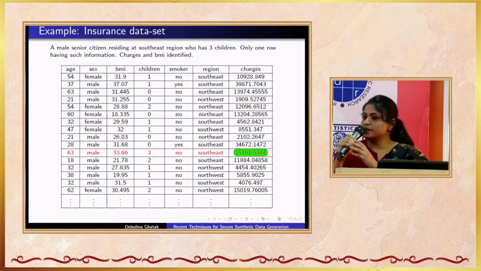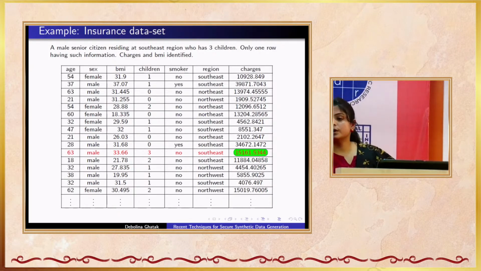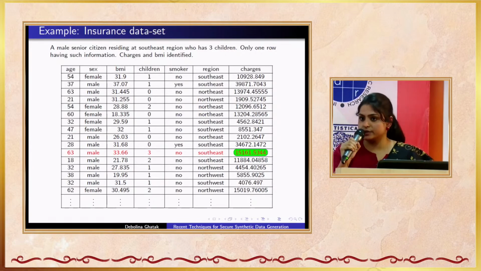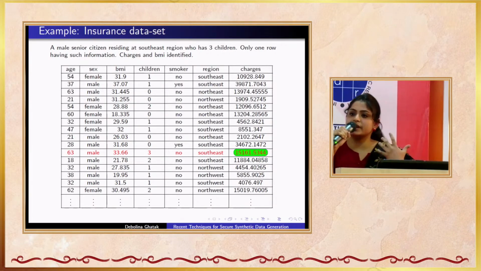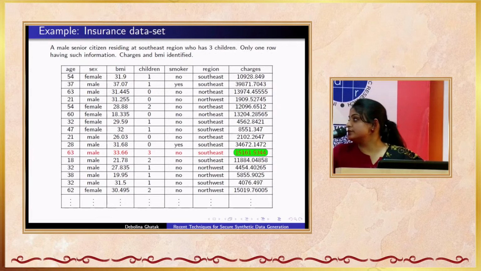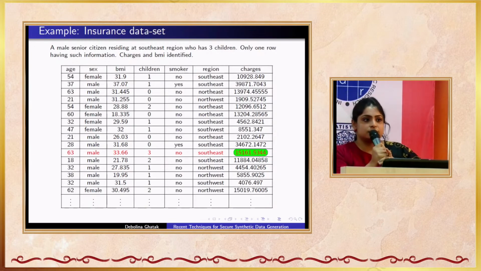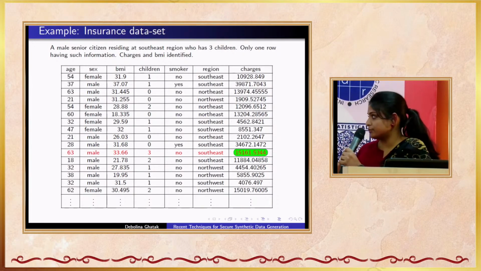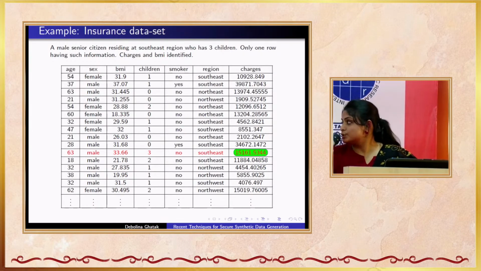Here I will talk about the kind of attack that we are thinking about. At first, an intruder may have an idea about the individual he is targeting. He may know that the person is a male senior citizen and has 3 children. These are very common things that a person usually knows about an individual. And he also lives in the Southeast region. These kinds of information are usually well known to everyone. These are public information.